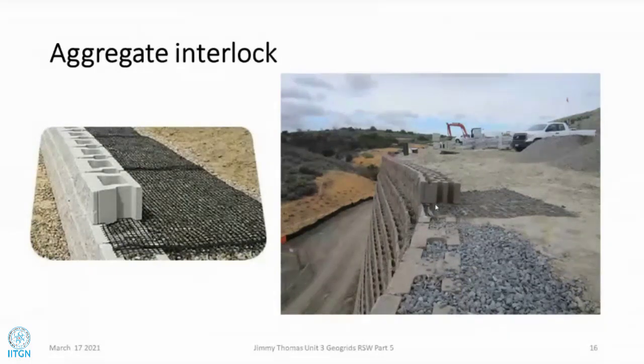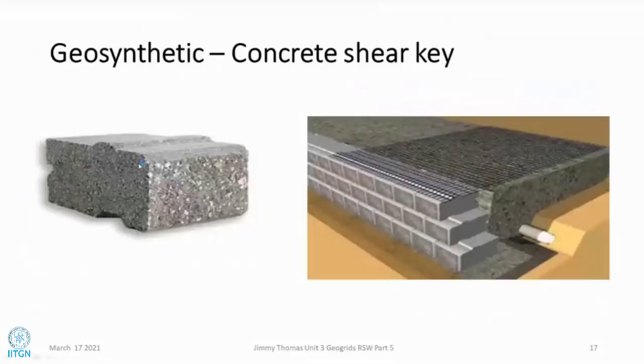and we get frictional resistance. Here, if you see, there is a shear key. The geosynthetic reinforcement is put like this over this and that, and the next block will come and sit on top of this. Because the geosynthetic goes around this shear key, it may develop slightly more resistance compared to a plain surface.